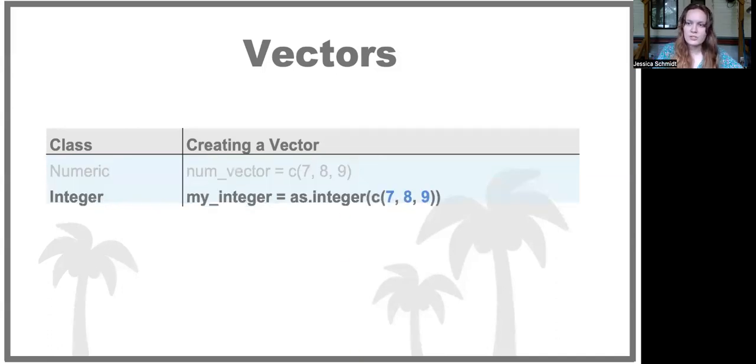To do integers, we do the same thing, but we need to add the as.integer function first. See here, we're actually nesting our functions. First, R does the outside function, the as.integer, and then it calculates the inside one, which is creating our list.